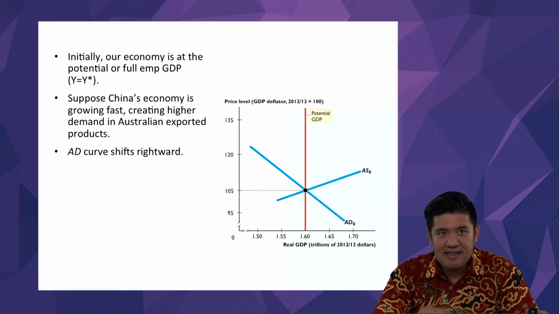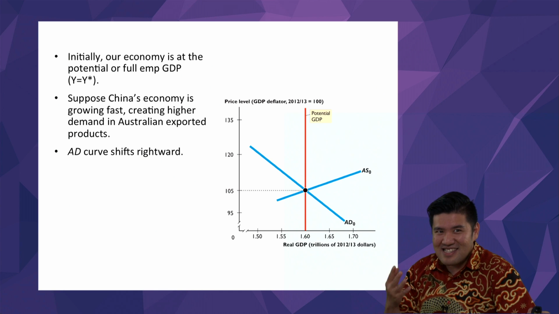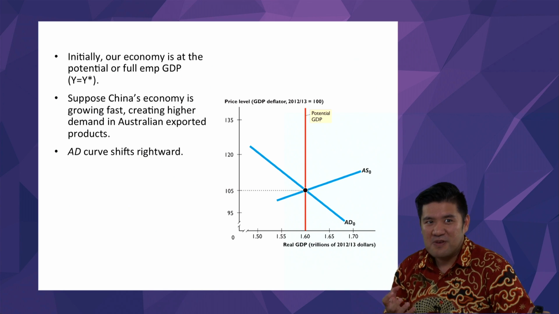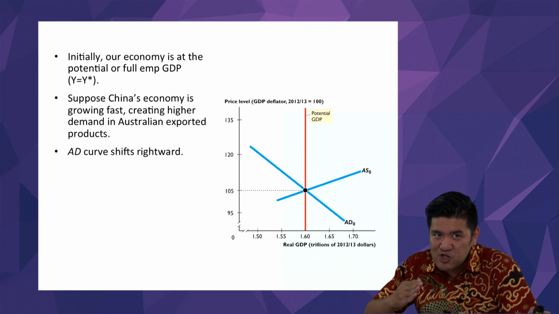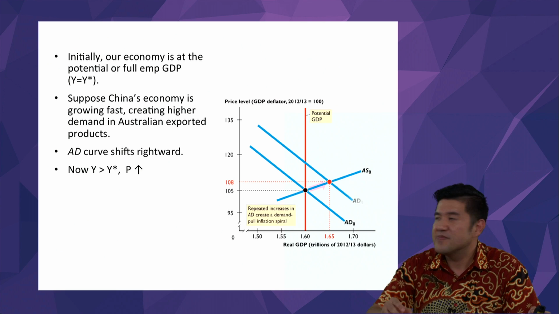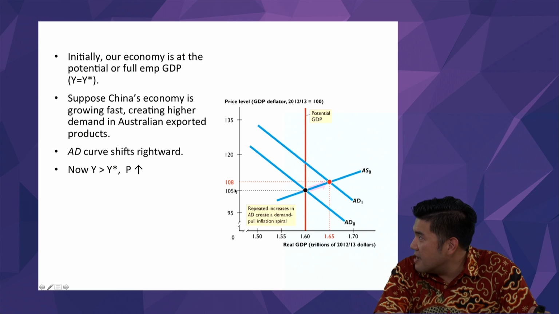The AD curve is shifting to the right. There's an increase in export because China is wanting more of our products. AD is shifting to the right. So let's do that. So what is happening here, guys? Now we are at a new point of equilibrium. Price has gone up. Can we call that demand pull inflation? Yes. Because AD increases, price has gone up.